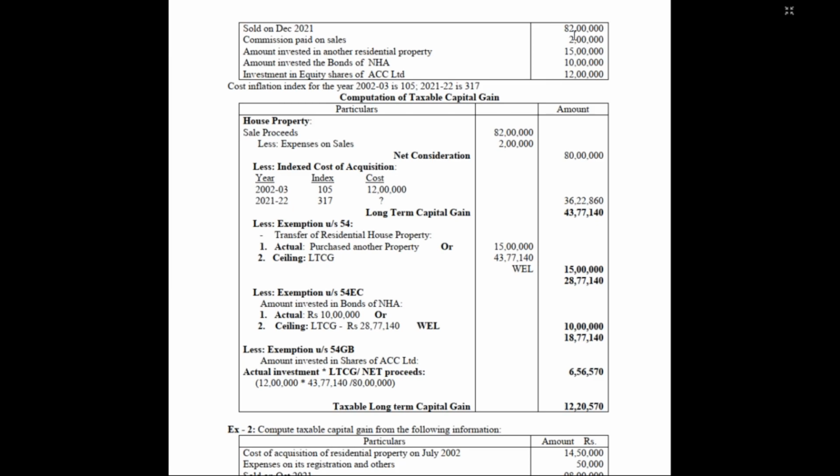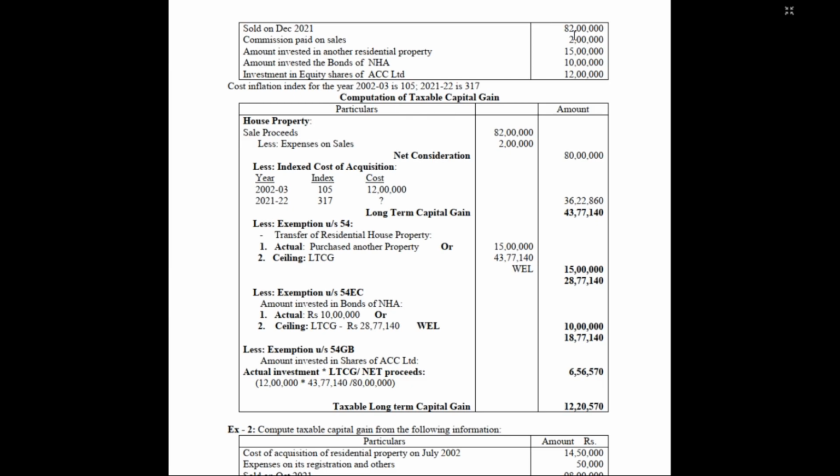Watch me. So house property sale proceeds 82 lakh, less expenses on sales 2 lakh, balance 80 lakhs is the net consideration, less indexed cost of acquisition. In the year 2002-03, it was purchased for rupees 12 lakh. During that year, the index is 105, so we have to convert the amount 12 lakh for our current index 317. The indexed cost will be 36 lakh 22,860.